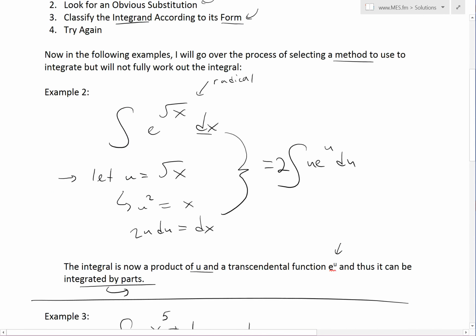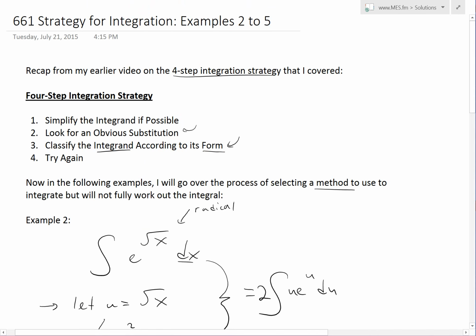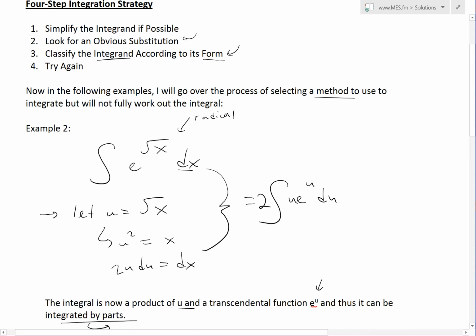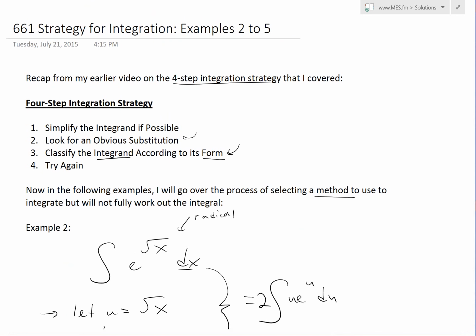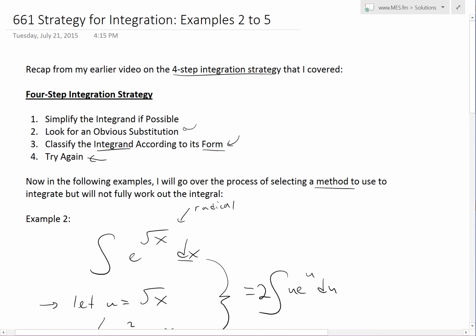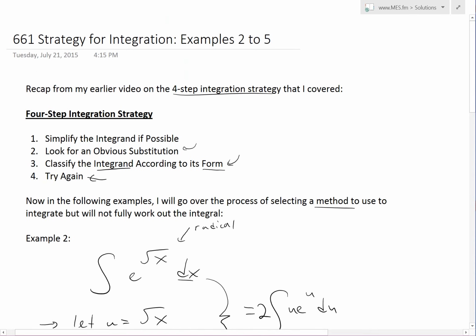But anyways, that's all for today. Hopefully you learned from this video and learned how to apply these 4 steps. And again, always, if you get stuck, just try again, try different substitutions, etc.